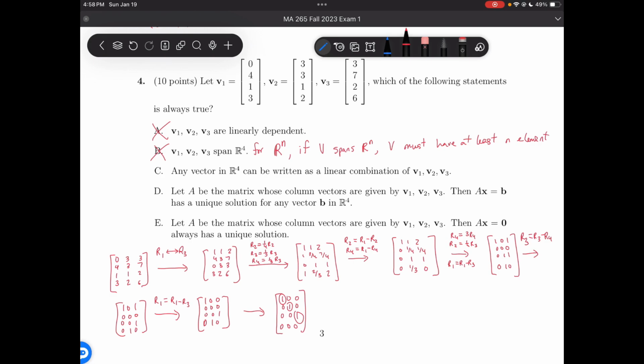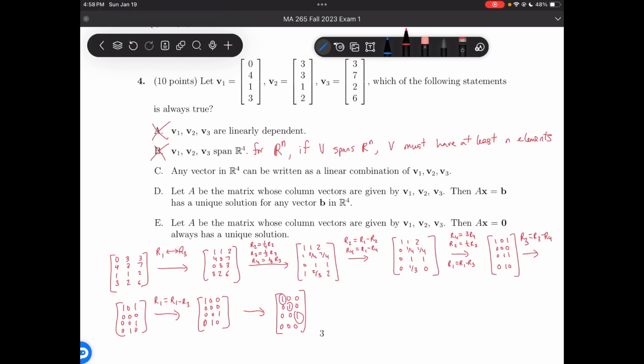So for example, if I want to create a set that spans R3, I need to have at least 3 vectors in order to span R3. So in this case, to span R4, I need at least 4 vectors. With 3 vectors, it's impossible to span R4.